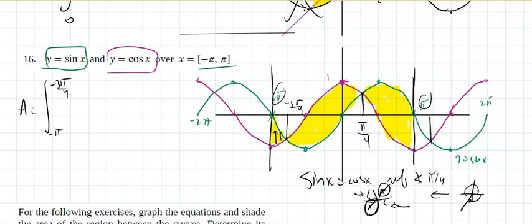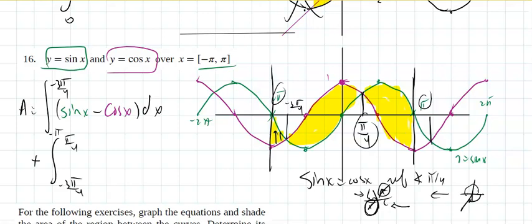The arrows run. The green's at the top, and the purple's on the bottom. The purple is the cosine. Okay, well, that's that region. Plus the integral. I'm going to run from negative 3 pi over 4 all the way to pi over 4. Do you notice here that they switch? The top is the purple and the base is the green.